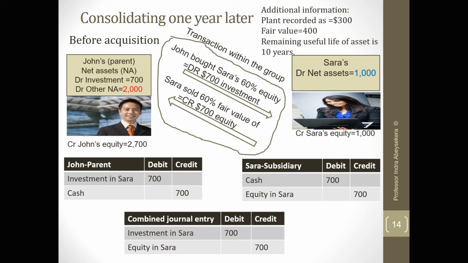But at this stage, we don't know about the revaluation, and we don't know at this stage that equity is correctly stated. But we very well know that the plant has not been revalued. Had that been revalued, then equity in Sarah should be not 700, but more than that.